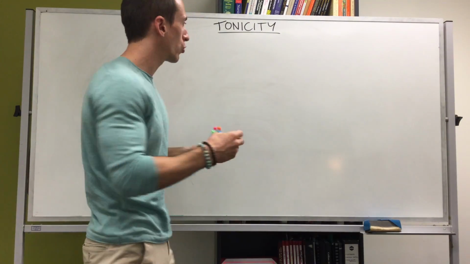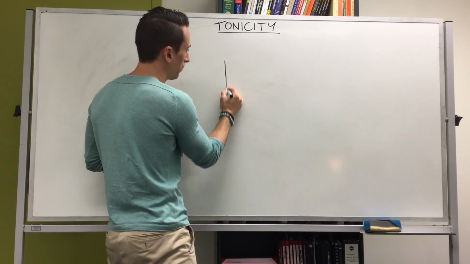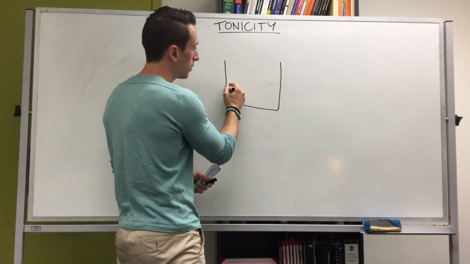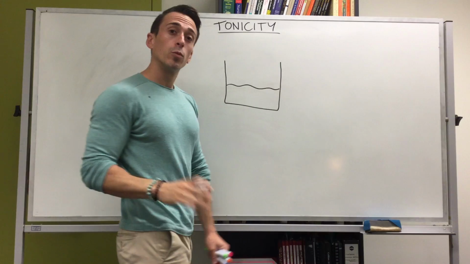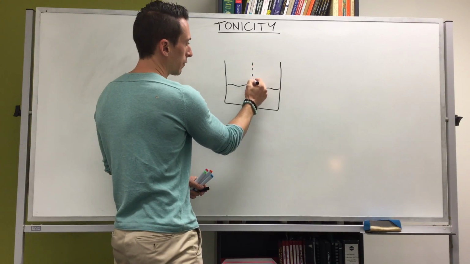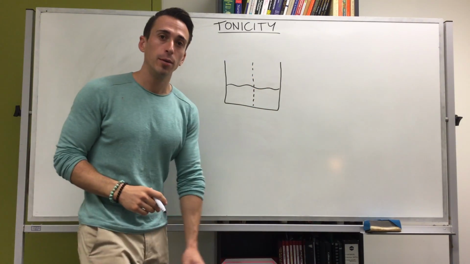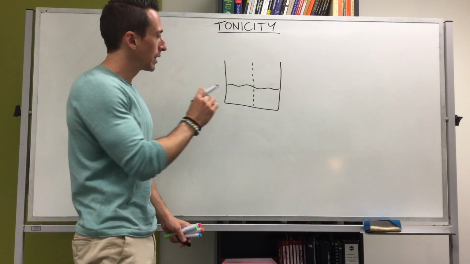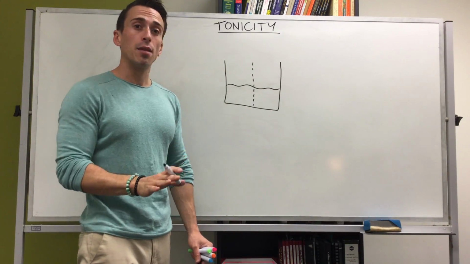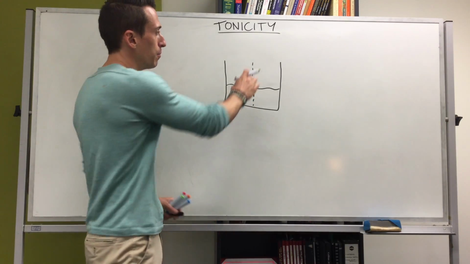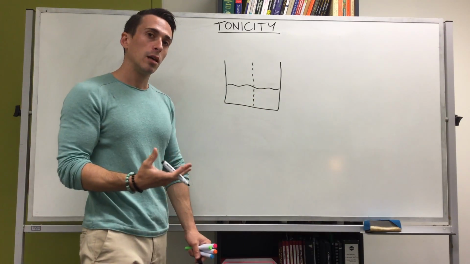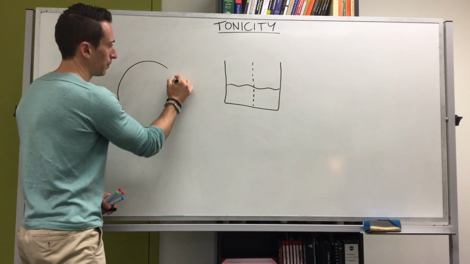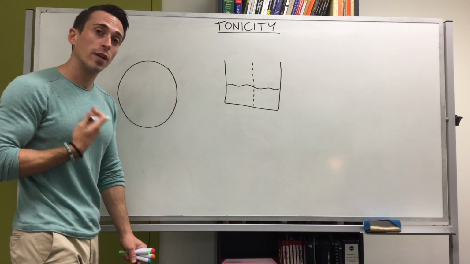What we first need to draw up is a container. And we'll put a little bit of water in this container. And then we'll separate one side of the container from the other with a membrane. Now this membrane is a semi-permeable membrane, which means it lets certain things through but doesn't let other things through. And this membrane is basically a reflection of the phospholipid bilayer of our cells.